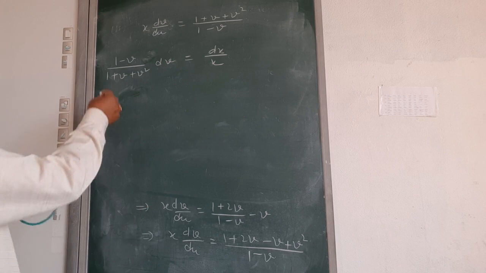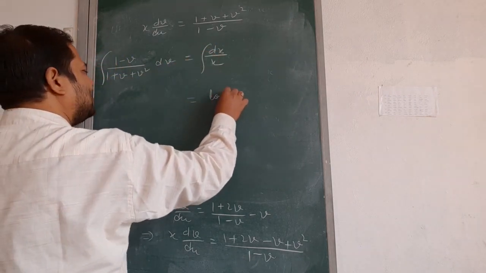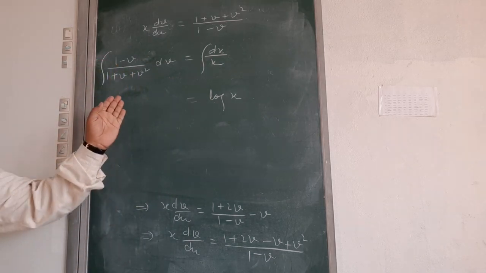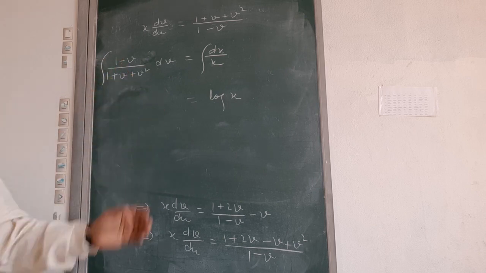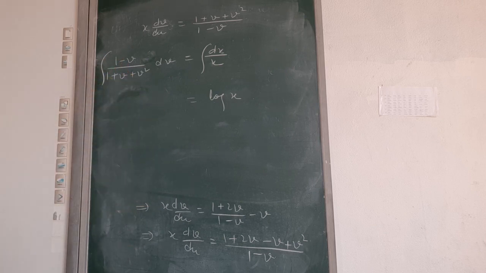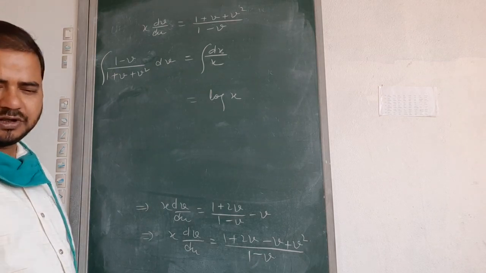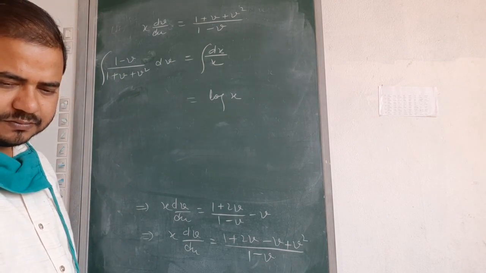On integrating both sides, we get log x. But what is the integration of this? This is of the form px plus q upon ax square plus bx plus c. So see the integration of this particular function.